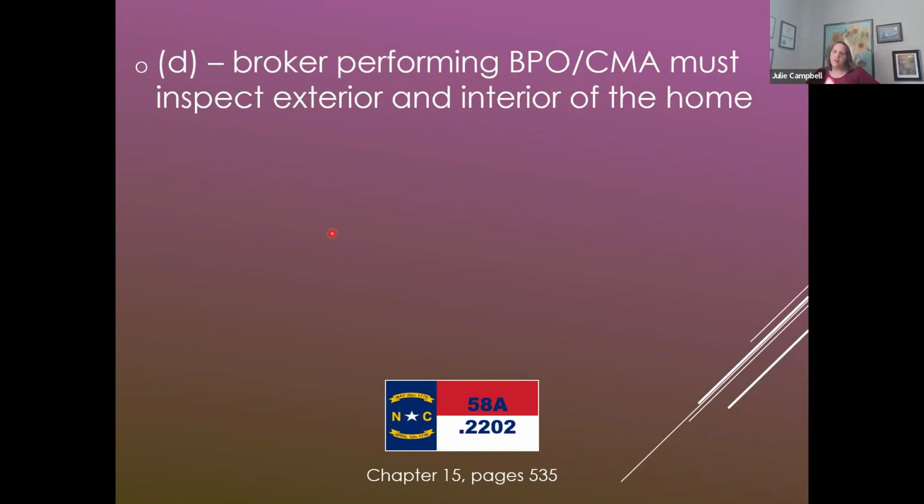The broker performing the CMA or the BPO for a fee needs to go examine the home. We're going to look at the outside. We're going to look at the neighborhood. We're going to drive up and down the street. We're going to find the amenities nearby. We're also going to go inside. What kind of condition is the inside? Is it in good shape? Is it in need of a lot of repairs or updates? So we're going to use actually putting our eyes on the property to help us arrive at our opinion, our BPO or CMA. We're going to go inside and out.